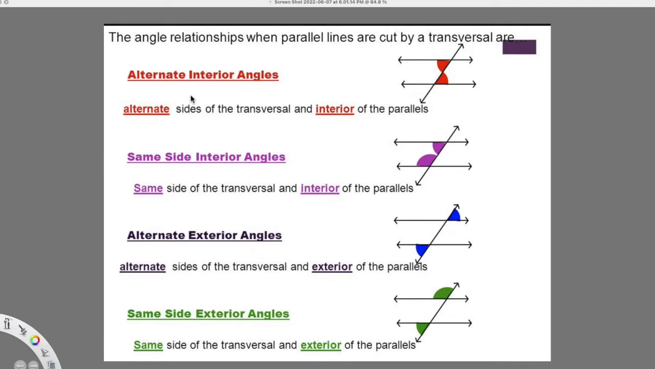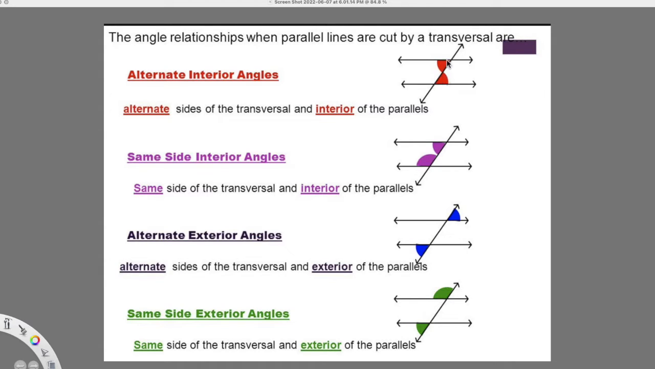So for alternate interior angles, we have alternate sides of the transversal and interior of the parallels. So we can actually see that over here. And I know if you're looking at your notes page, it's all kind of black and white. We don't have colored notes pages, which would be nice. But it's nice because it's only showing the one. So here's the top left one and the bottom right one.